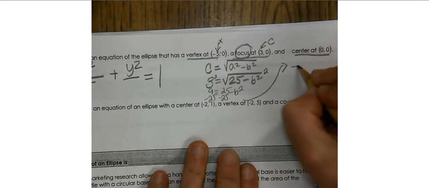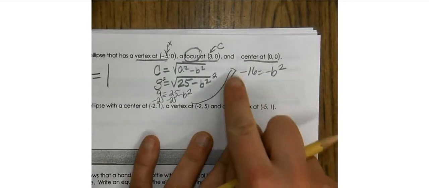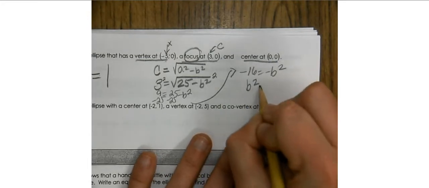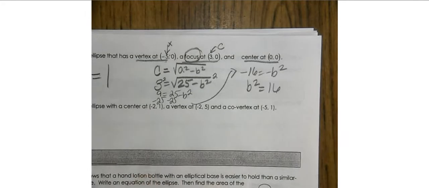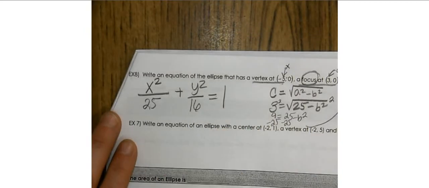So I'm going to start by squaring both sides, and I end up with 9 is equal to 25 minus b squared. I'm going to subtract 25 on both sides, and when I do that, I end up with negative 16 is equal to negative b squared. And if I were to flip-flop each side by adding 16 to both sides and adding b squared to both sides, I would end up with b squared is equal to 16. I don't need to take the square root because I don't need to know what b is because I am not graphing these. So this number is going to go below y squared.